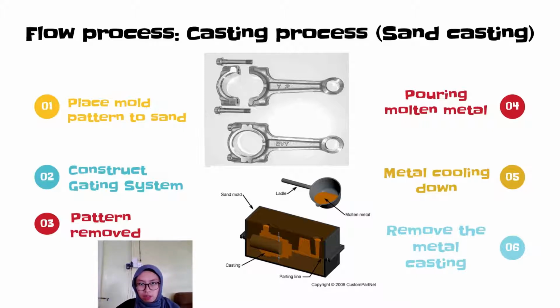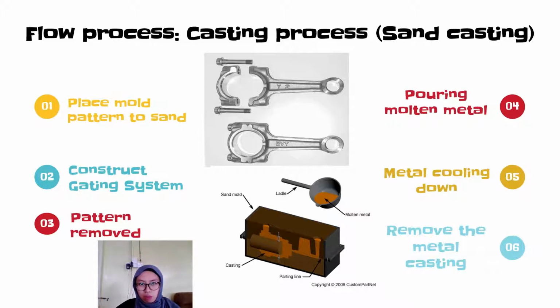This casting process has various tools such as hand wheel, shovel, rammers and screw pin. The first step of sand casting is to place the mold pattern in the mold that has been filled with sand. Then we use a rammer to remove the excess sand from the sandbox.